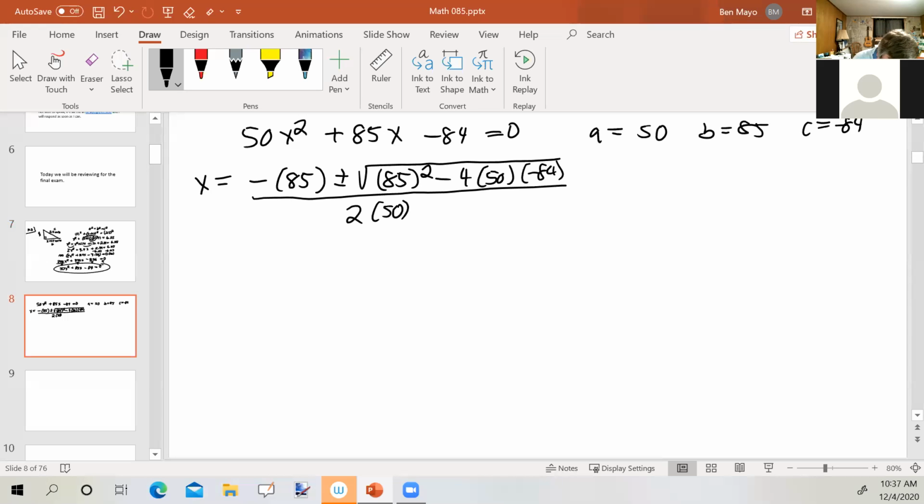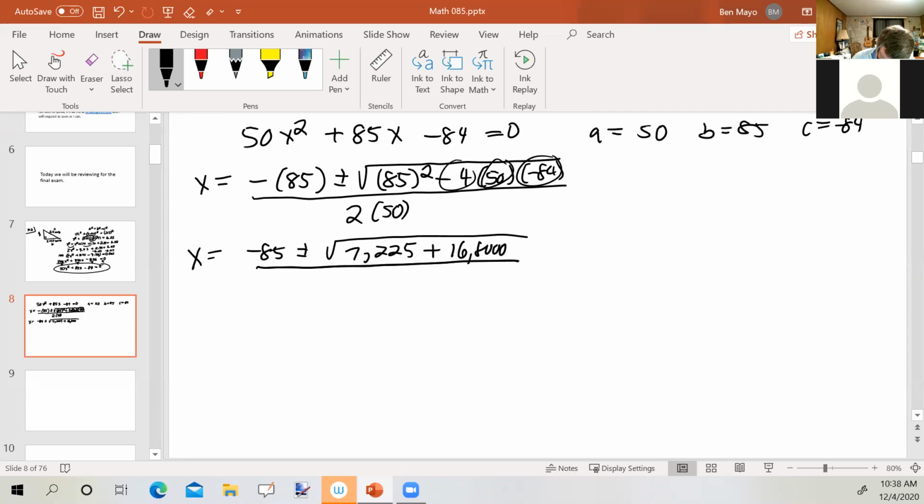Continuing to simplify, x equals negative 85 plus or minus the square root of 85 times 85, which is 7,225. And then we've got minus 4 times positive 50 times minus 84. So that's going to be a plus 4 times 50 times 84, which is 16,800. That's all over 100.